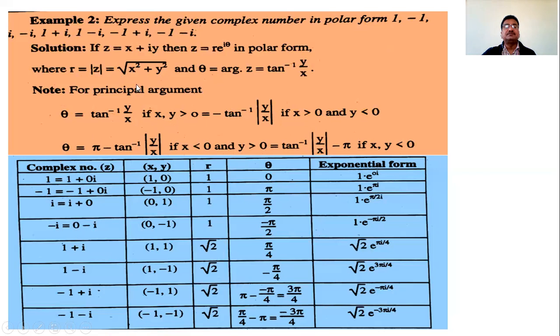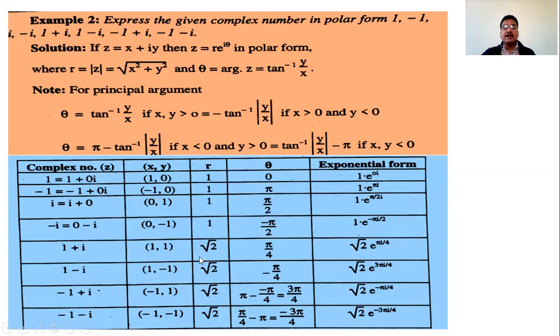Both are positive, so use this definition. Theta is tan inverse of y by x, that is 0 by 1. 0 by 1 is 0, and tan inverse 0 is 0 because tan 0 is 0. Therefore its exponential form is 1 into e raised to 0 i. It's the polar form, the exponential form.